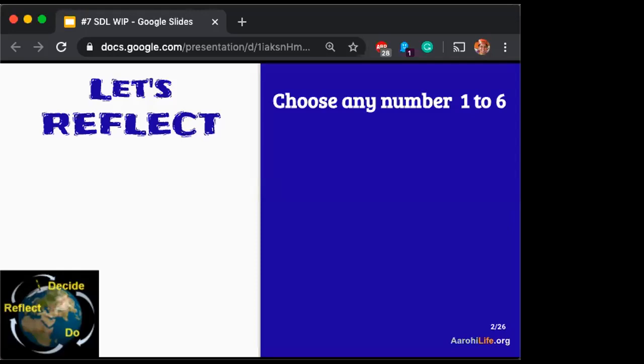Better. Okay. So the instruction is, this is a dice activity. So choose the number between 1 to 6, assuming you have rolled your own dice. So you can just choose it in the mind. You don't have to really show it anywhere.